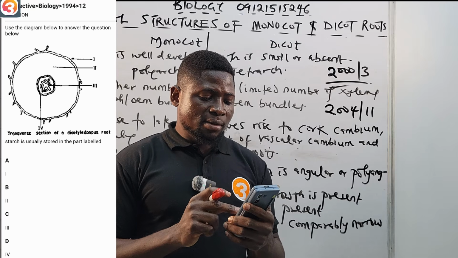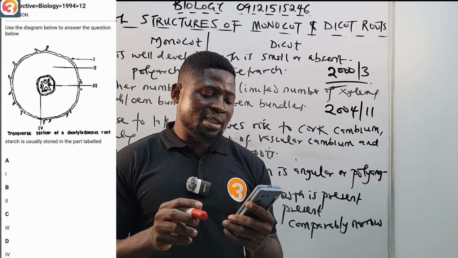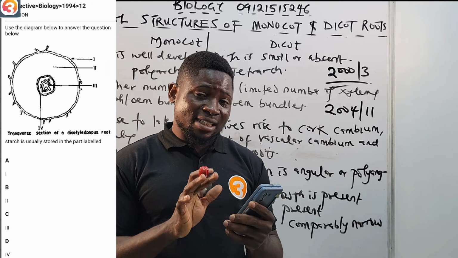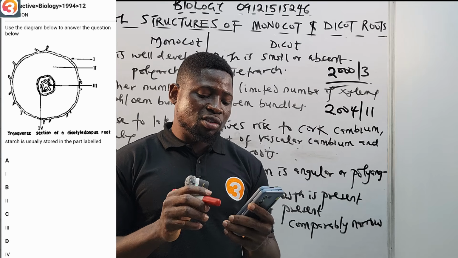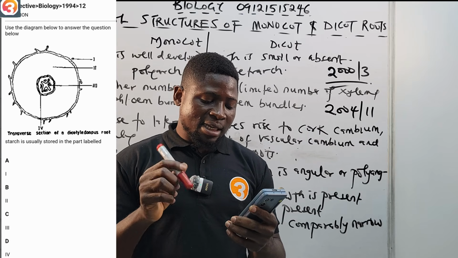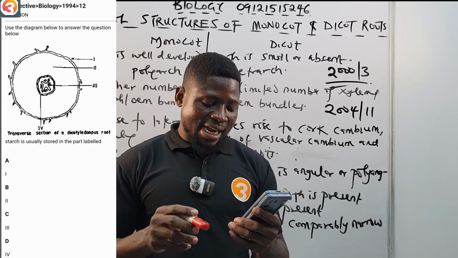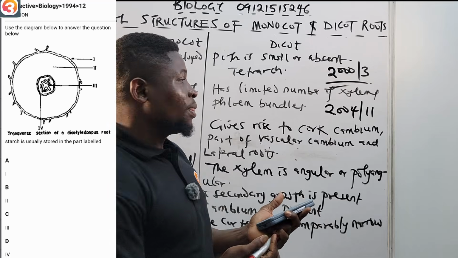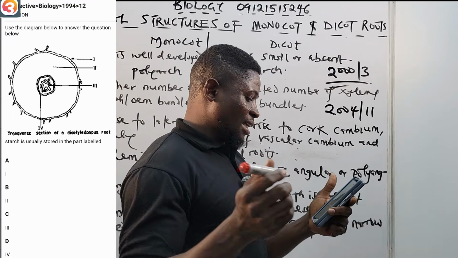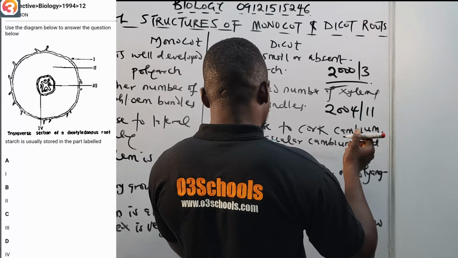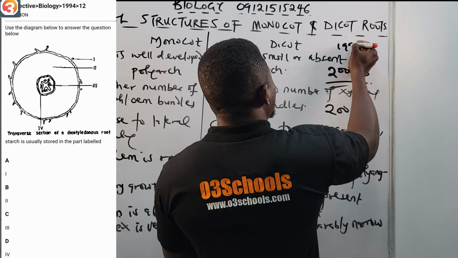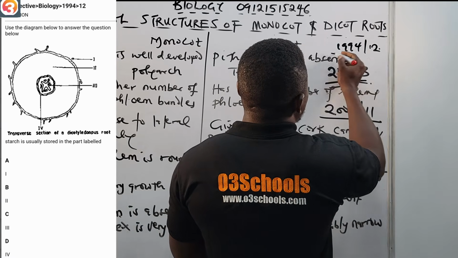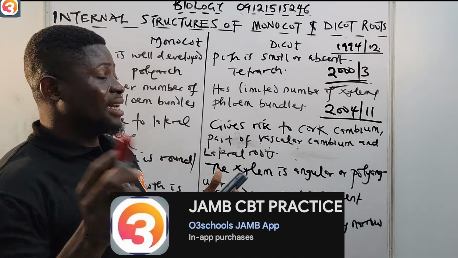Then let us see 1994, number 12. Use the diagram below to answer the question. You are given the transverse section of a dicotyledonous root. Starch is usually stored in the part labeled A, I; B, II; C, III; D, IV. Where is food stored? Please give me the correct answer. That's year 1994, number 12. So three assignments: 2004 number 11, 2000 number 3, 1994 number 12. Let me get the answers in the comment section.